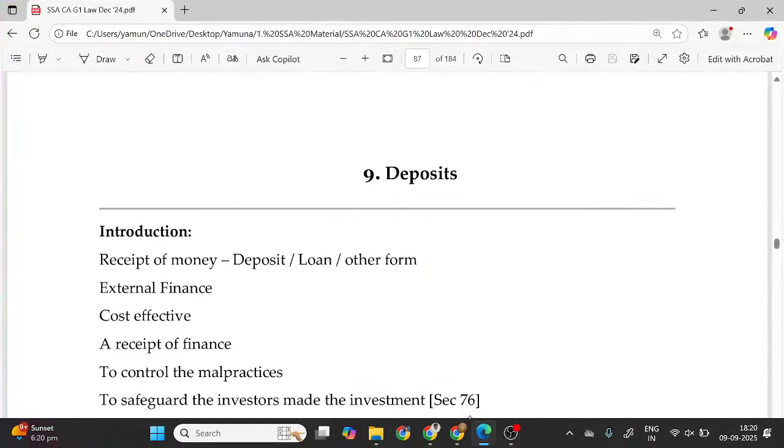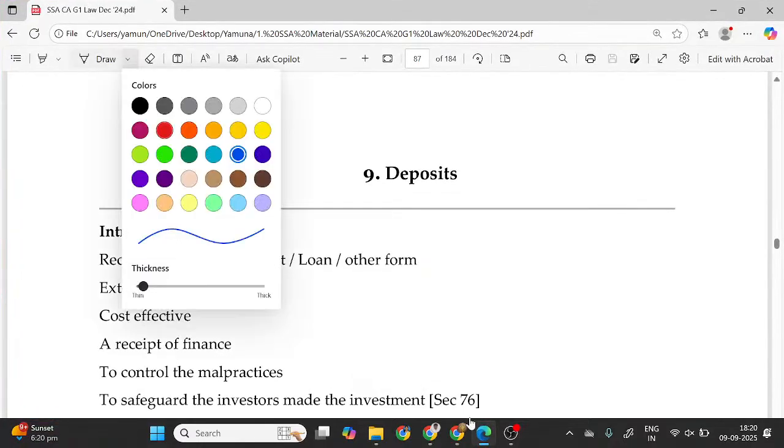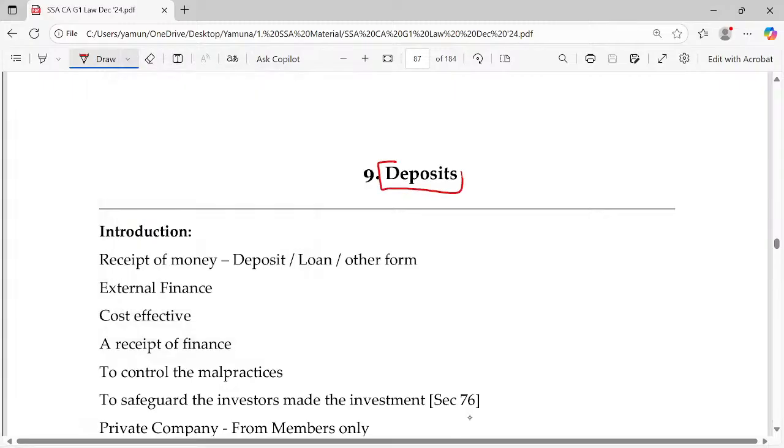Let's go in general terms. What do you mean by deposits? Any idea? What do you mean by deposits? You want to be very clear with the meaning. Let's do this activity. You give me 10 rupees.